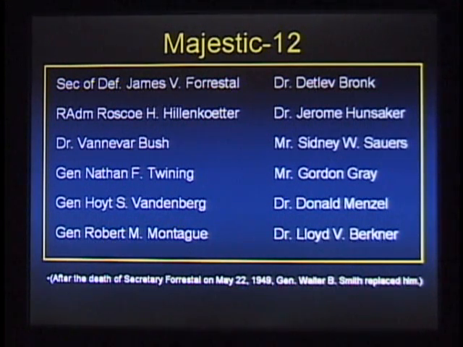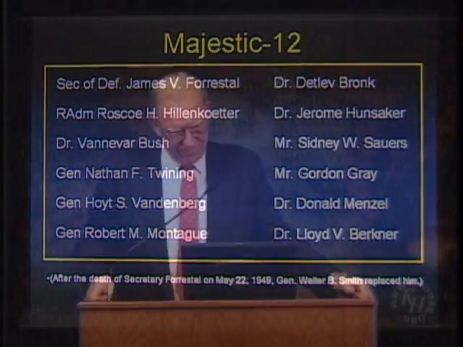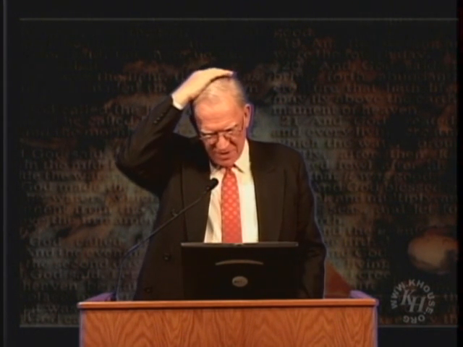Well, one, of course, was Secretary of Defense James Forrestal, Rear Admiral Roscoe Hillenkotter, who was prominent in those days, Dr. Vannevar Bush, who was probably the most famous scientist of the period, General Nathan Twining, head of the Air Force, General Hoyt Vandenberg, General Robert Montague, and a number of civilians that you may not have heard of, Dr. Detlev Bronk, Dr. Jerome Hunsaker, Mr. Sidney Souers, Mr. Gordon Gray, and Dr. Lloyd Berkner, and one guy we will talk about a little bit is Dr. Donald Menzel. And when Forrestal died, by the way, in 1949, General Walter Smith replaced him. But these 12 people apparently were known in the classified community, it would seem, as Majestic 12.